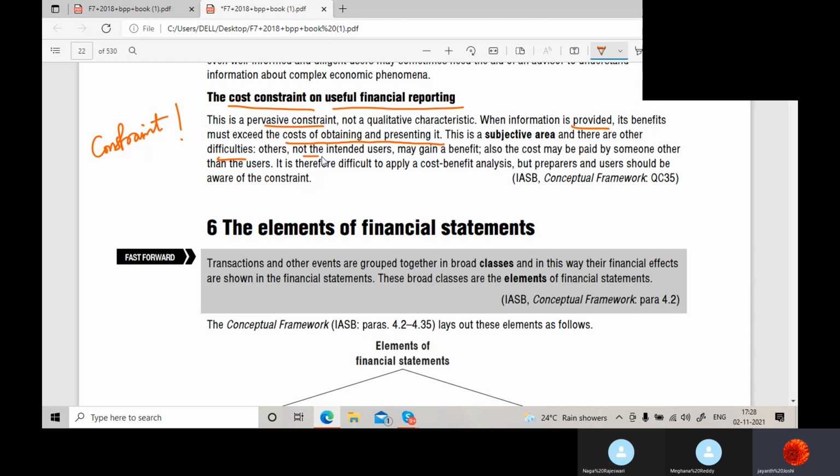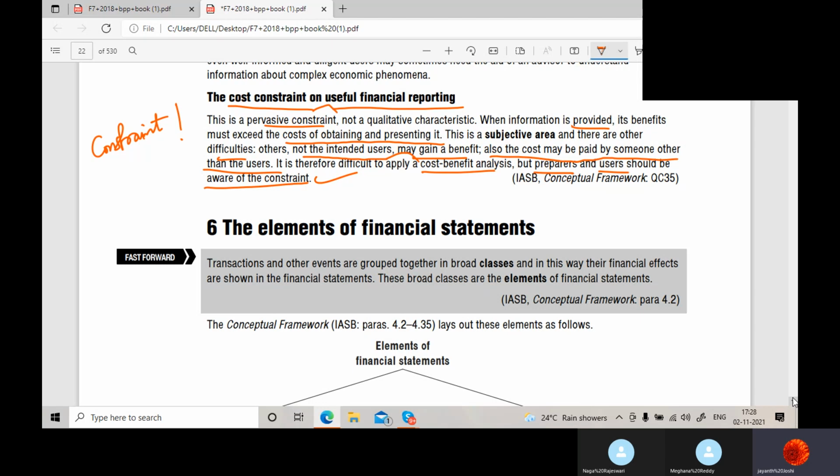Others, not the intended users, may gain a benefit. See, there are many people who are not the users, who have no work with the company's financial reports. But if they also know about the company's reports, like the company's competitors, they have nothing to do with the company. Why? Because they have not invested anything in the company. So if they also get the information, they come to know a lot of things about the company. Also, the cost may be paid by someone other than users. It is therefore difficult to apply a cost to benefit analysis, but preparers, the company, so accountants and the users should be aware of the constraint.